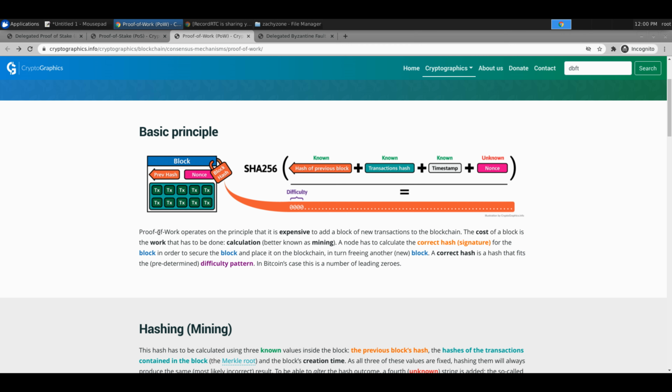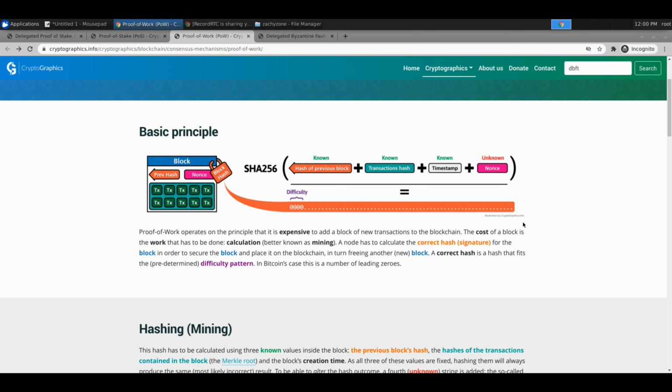So in proof of work, I think we all understand that one, but basically there's the hash of a previous block, your transaction hashes, your timestamps, other stuff in different blockchains, and then your difficulty, and then a nonce. And the nonce is basically the thing that all the miners are trying to find that satisfies the difficulty that's set currently.